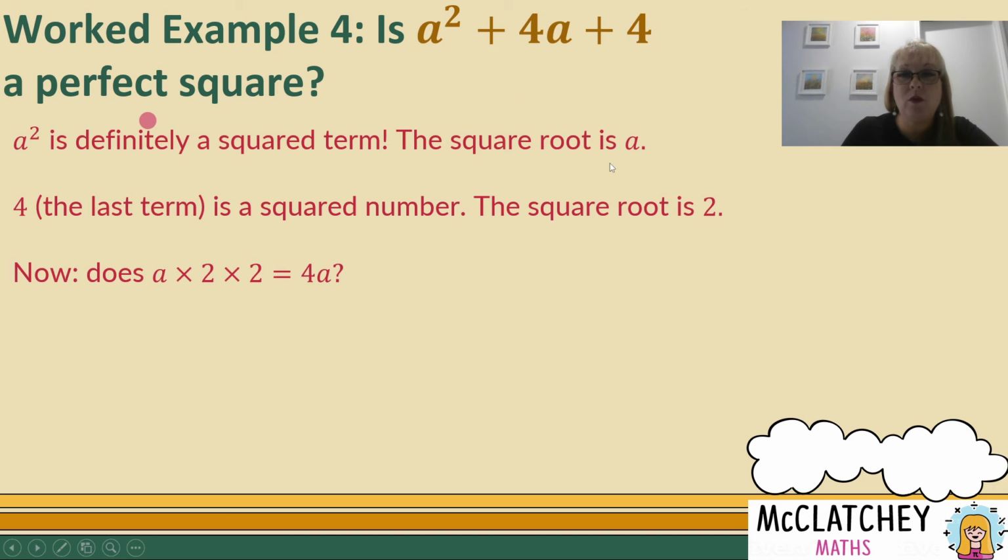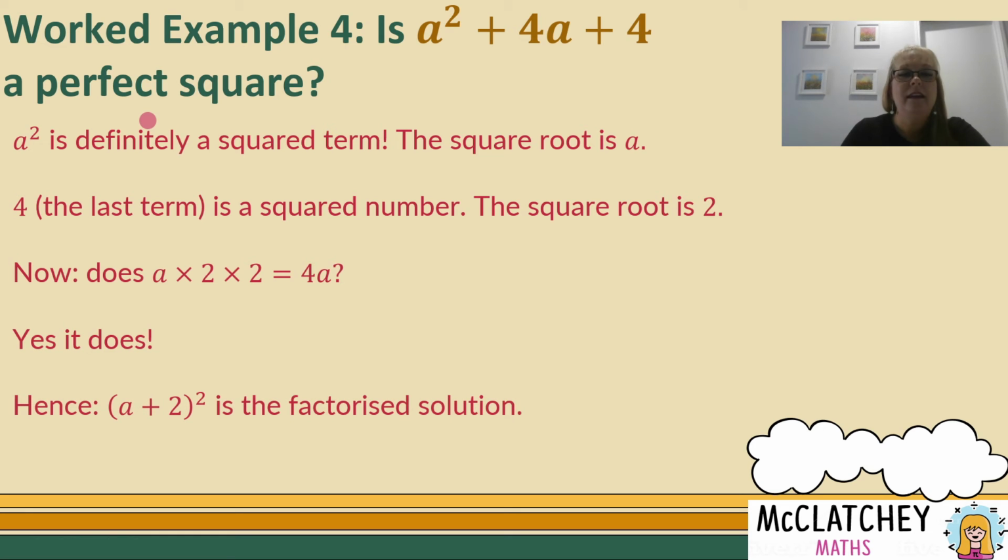Now, the square root a and the square root 2: 2 times a makes 2a, and if I double that, 2a times 2 makes 4a. Is that going to be my center term? Yes. So I know now that this is a perfect square. And the factorized solution for that would be a plus 2, all squared. This number here inside the brackets, and the squared on the outside.